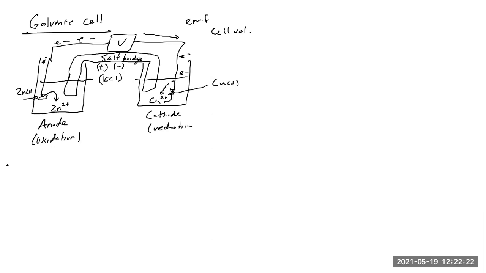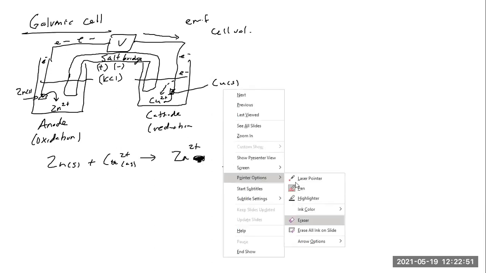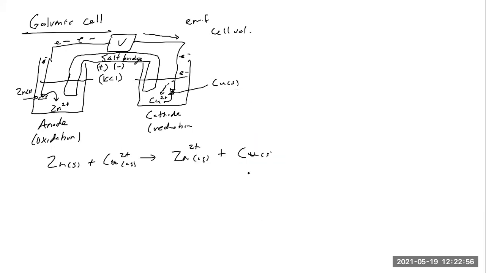We can write the overall reaction that's taking place, so in this particular case, on our anode side, we would have our zinc, and on this side, we would have our copper, and it would be going to our zinc, Zn2+, aqueous, and our solid copper in this case. And remember that we could get our balanced equation here.